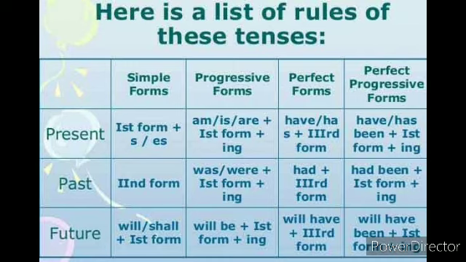So I repeat, if we talk about simple forms, in present we use first form of verb, in past second form, and in future again first form. In all the continuous forms we use first form of verb and ing. In perfect forms we use third form of the verb, and in perfect continuous forms we use first form of verb plus ing along with been.